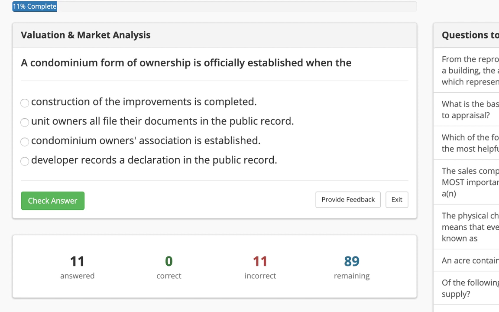A condominium form of ownership is officially established when the A. Construction of the improvements is completed. B. Unit owners all file their documents in the public record. C. Condominium Owners Association is established. Or D. Developer records a declaration in the public record. What does everybody think here? When is condominium ownership officially established?